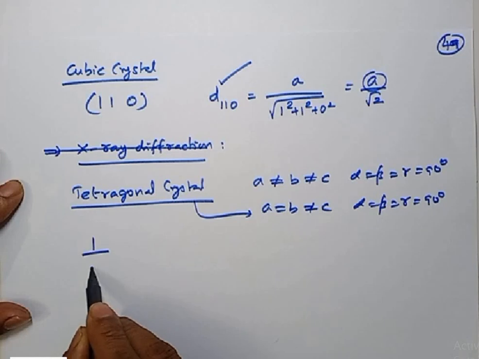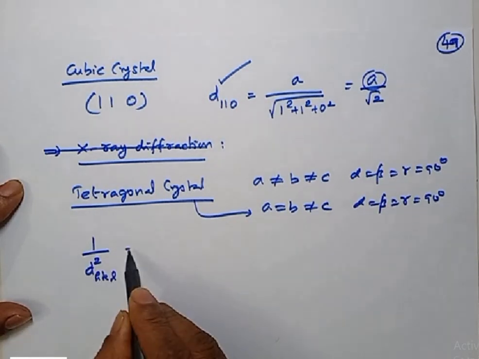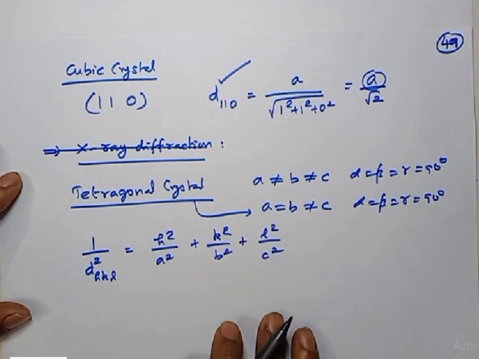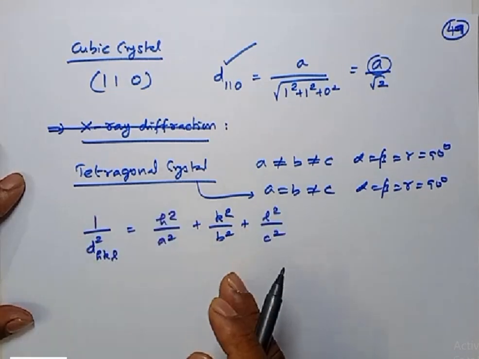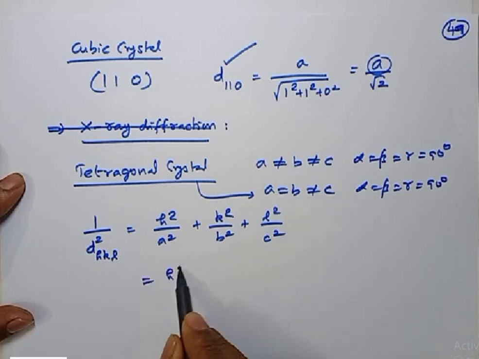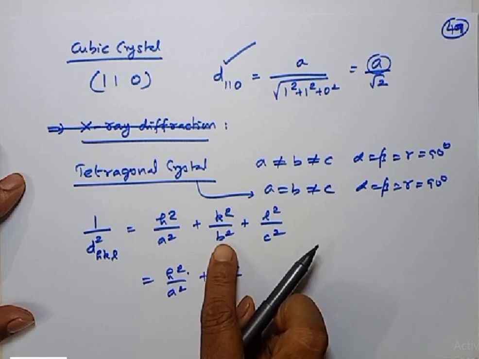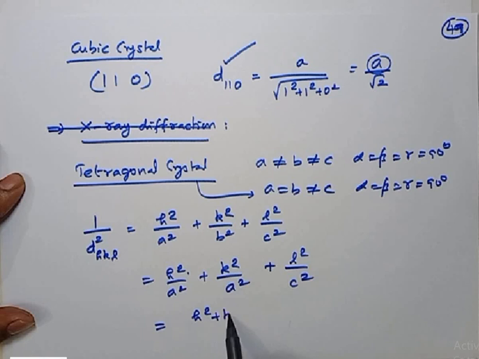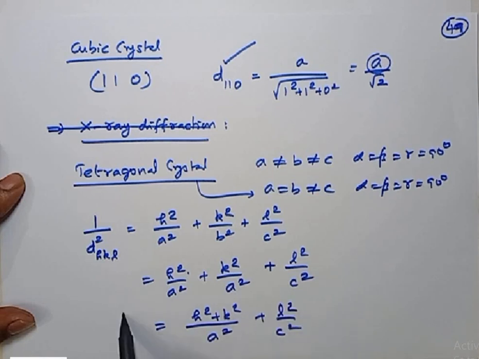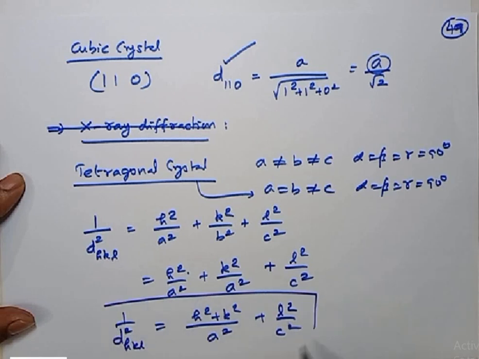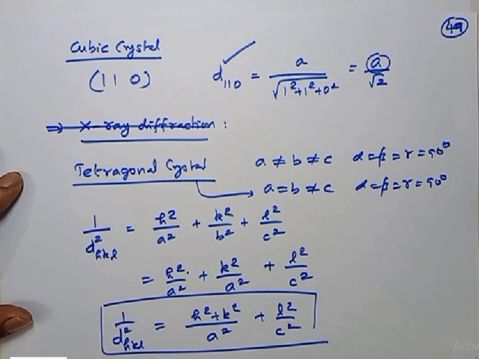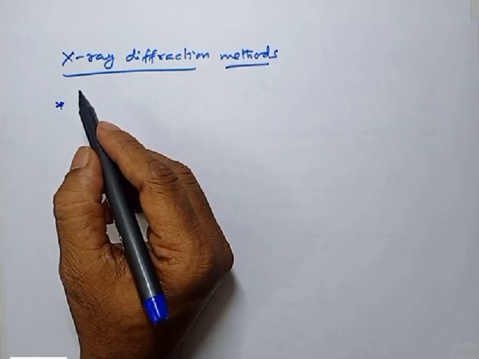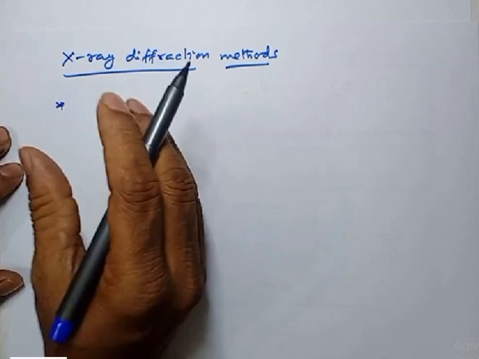For an orthorhombic crystal, the interplanar distance for the HKL plane is given by 1 by d square equals h square by a square plus k square by b square plus l square by c square. Now for the tetragonal system, A and B are equal, so I put h square by a square plus k square by a square, but C is different, so l square by c square. Taking the LCM, 1 by d square HKL equals h square plus k square by a square plus l square by c square. By making use of this, we can find the interplanar distance between similar parallel planes in tetragonal crystals.